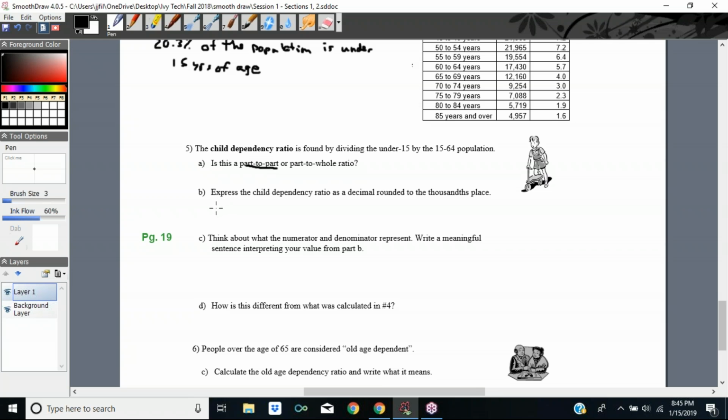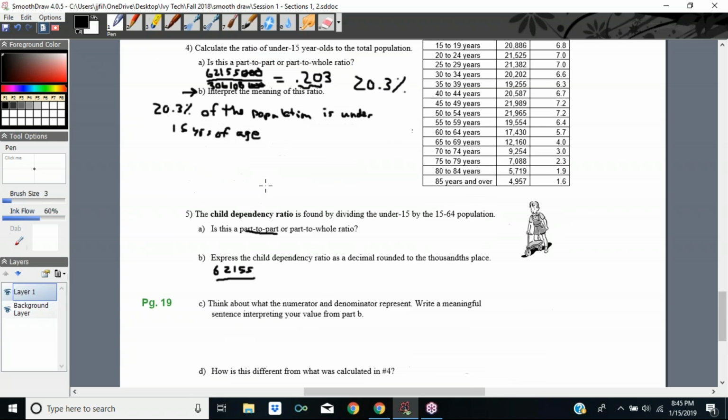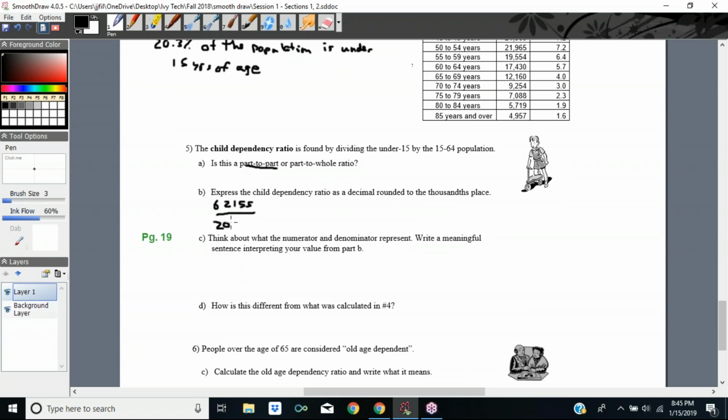So if we're going to round this to the thousandths place, I have to get the numbers here real quick. 62,155 divided by 204,775. The thousandths place, so how many decimal places is that? It is 3 decimals, so tenths, hundredths, thousandths. So 3 decimal places.